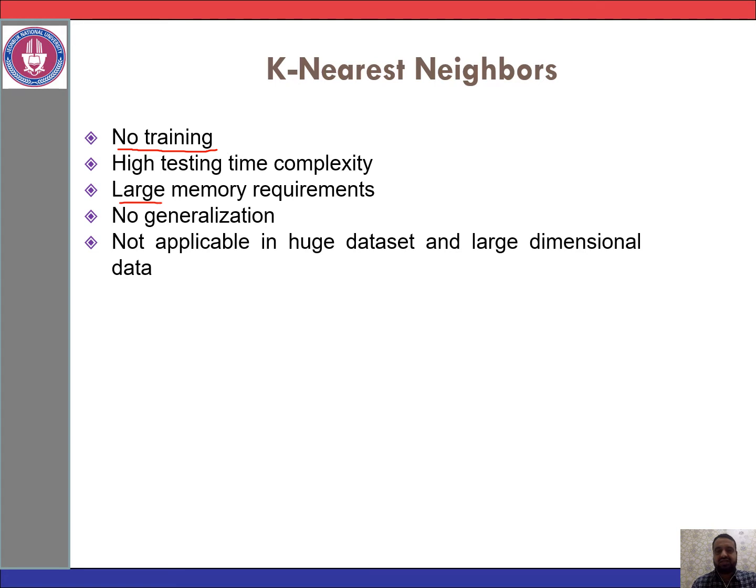Secondly, the testing sample needs to pick its class from the training samples, so it requires a lot of memory in terms of the large data set to pick its representative sample, because we have to load the data to find the class of the test sample. It has no generalization, and it cannot be applied in a huge data set, or if the dimension of the data is large. If the dimension of the data is large, it can lead to misclassification. If the data is huge, then the memory requirement is also very high.